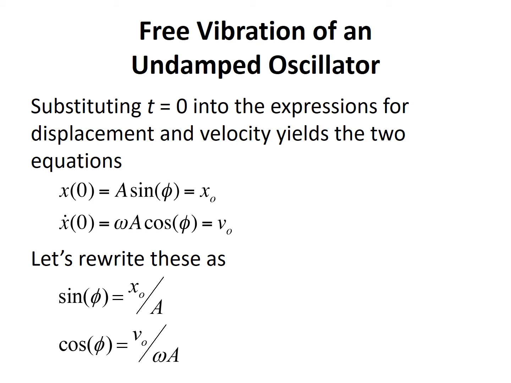There are a few different ways to solve for these, but one of the more elegant ways to solve for phi and A is to first realize that these are trigonometric relationships, and if we rewrite the top expression as sine phi equals x0 over A, and the bottom relationship as cosine phi equals v0 over omega A, we can look at these geometrically and realize that there's actually a fairly straightforward way to solve for both the amplitude A and the phase angle phi. So let's take these two expressions and graphically represent them in terms of a right triangle that has one of its acute angles as phi.